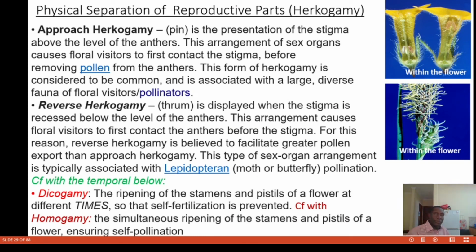Now, we do have various versions of the physical separation of reproductive parts. The phenomenon is known as hercogamy. We have the approach hercogamy, where we have the pin, and we'll see this a little bit later to become clear. The pin is the presentation of the stigma above the level of the anthers. The stigma is here and the anthers are down. That's pin.